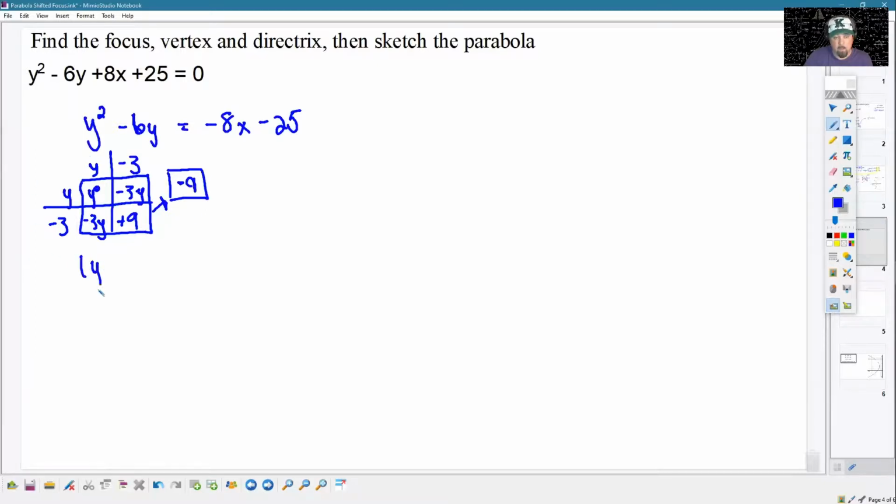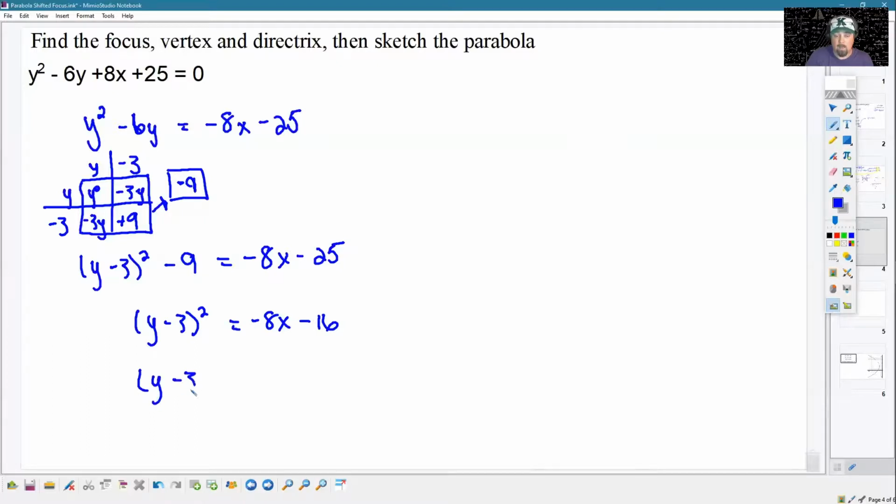So that means I get y minus 3 squared minus 9, and I have not changed the other side yet, 25. And that means this needs to go to the other side, so that means it's going to add. So we get y minus 3 squared, and -8x doesn't change, 25 plus 9. That's going to give me 16, and there we get that common factor that I said we should have. Y minus 3 squared, we're going to factor out the -8, and we get x plus 2.